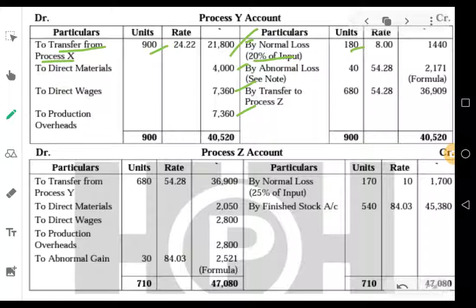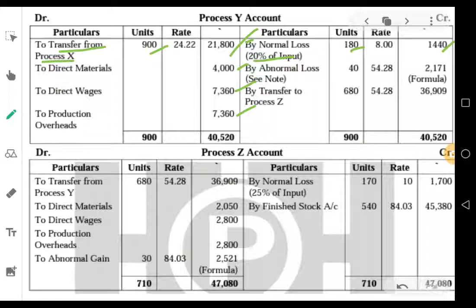And the value of scrap sold from process Y is given in the question for us. That is 8 rupees per unit. So 180 units of normal loss is sold as scrap in the market at 8 rupees per unit. So 180 into 8 rupees comes to 1440 rupees. That's the value of normal loss. After the entry of normal loss, the next item you should consider is to check if there are any abnormal items.